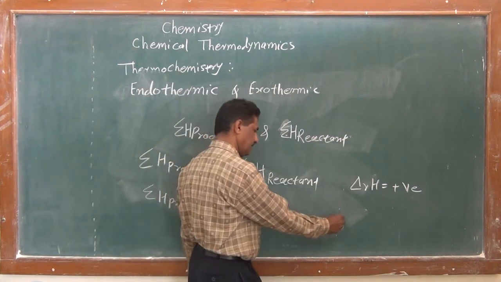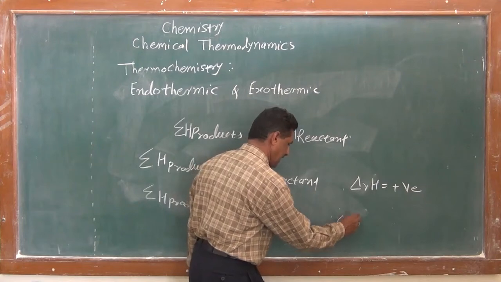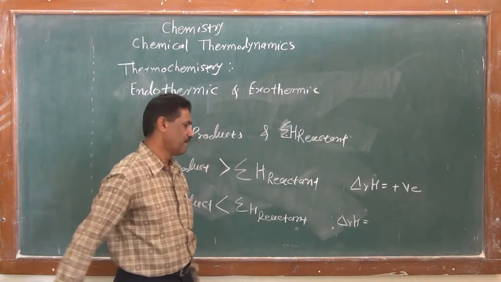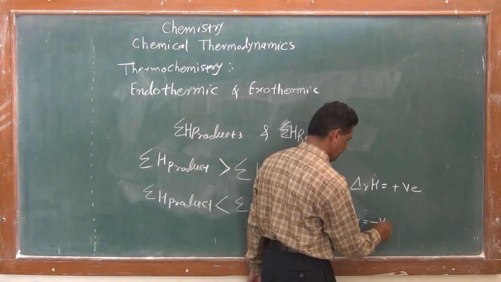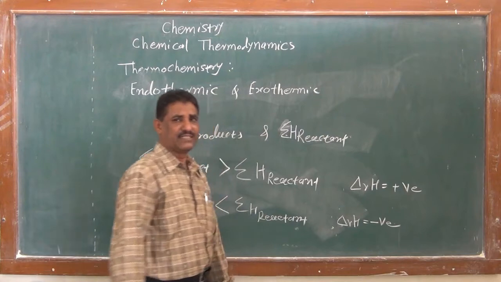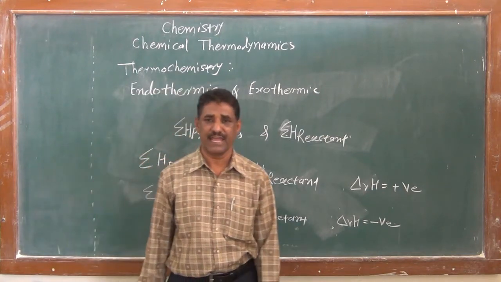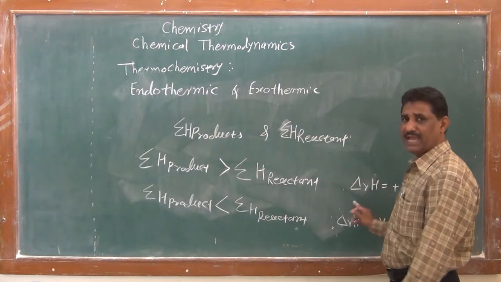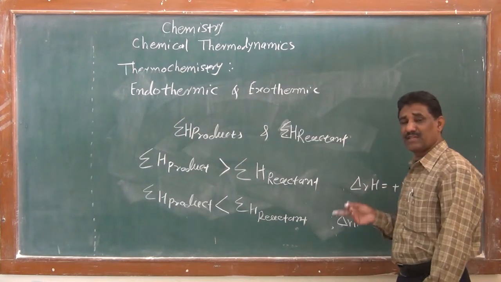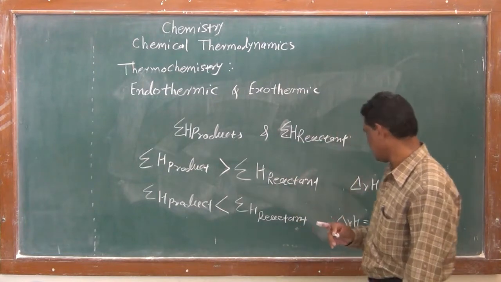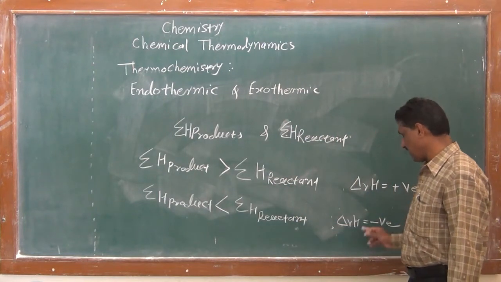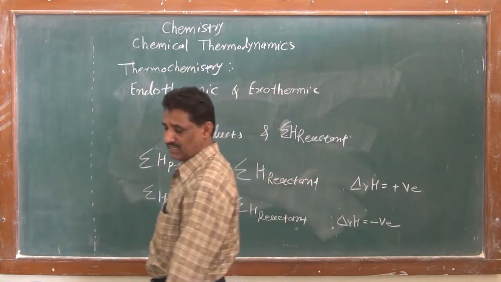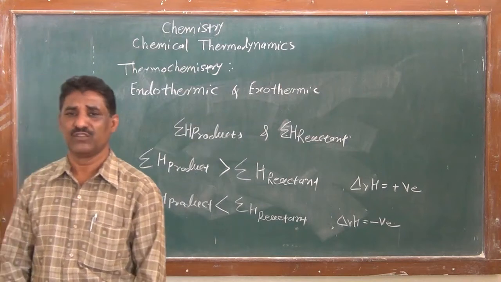Here the value of delta RH is negative and the reaction is an exothermic reaction. When the enthalpy of reaction is positive, the reaction is endothermic, and when the enthalpy of reaction is negative, the reaction is exothermic. This is the exothermic reaction and endothermic reaction.